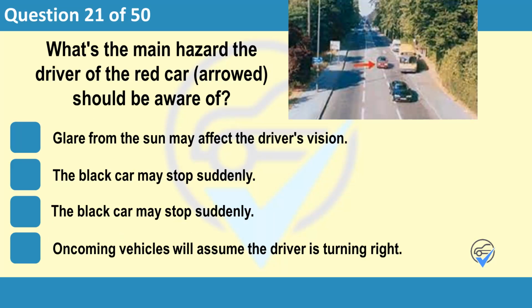What's the main hazard the driver of the red car, arrowed, should be aware of? Glare from the sun may affect the driver's vision. The black car may stop suddenly. The bus may move out into the road. Oncoming vehicles will assume the driver is turning right.